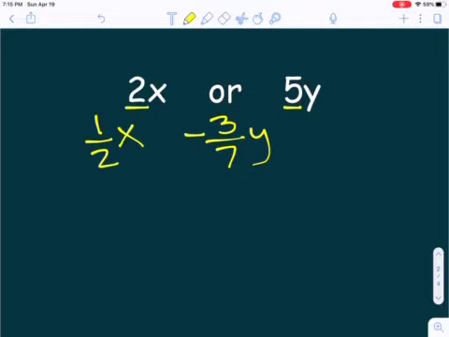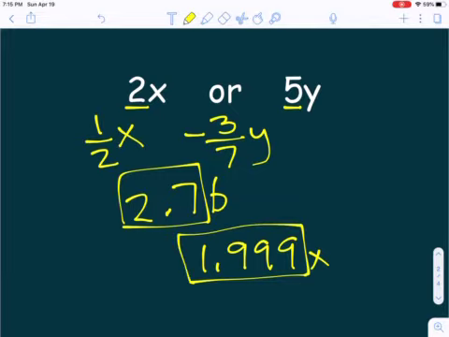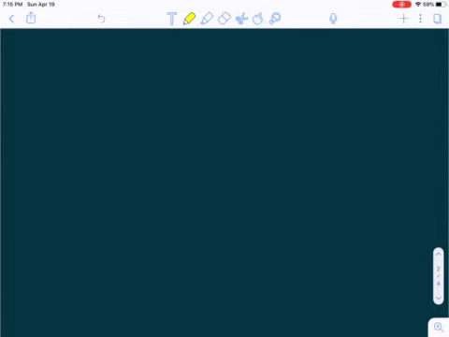And they can also include something like 2.7b, where 2.7 is a rational number. It's a decimal, but it's a rational number. It could even be 1.999x, and that would be your coefficient. It's an ugly coefficient, not fun to work with, but it's a rational number. So that's what they mean when they talk about a rational coefficient: any kind of number that comes before a variable.